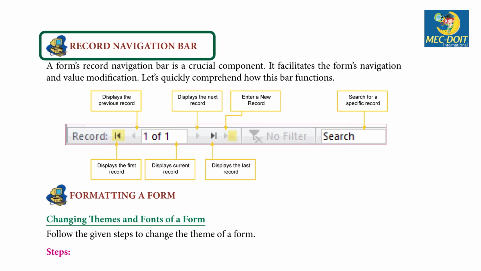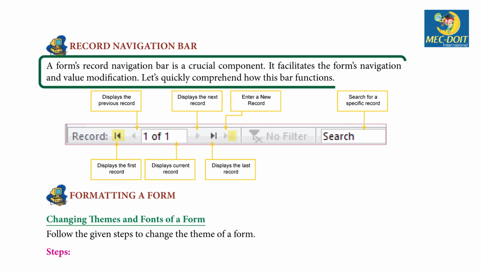Record navigation bar. A form's record navigation bar is a crucial component. It facilitates the form navigation and value modification. Let's quickly comprehend how this bar functions.